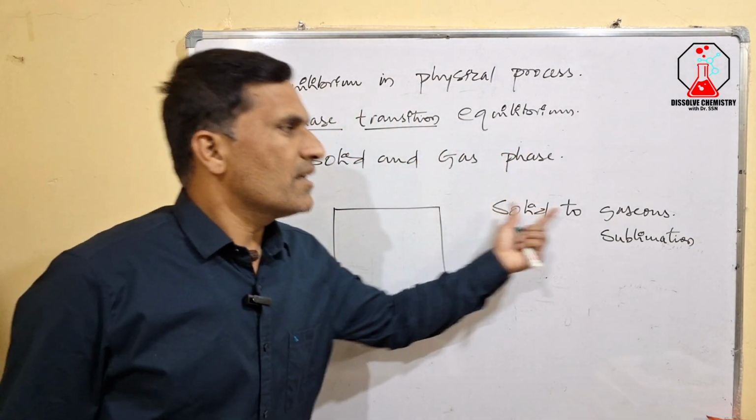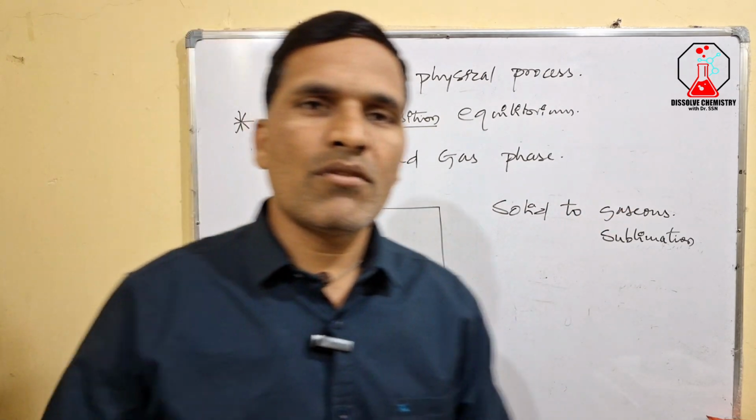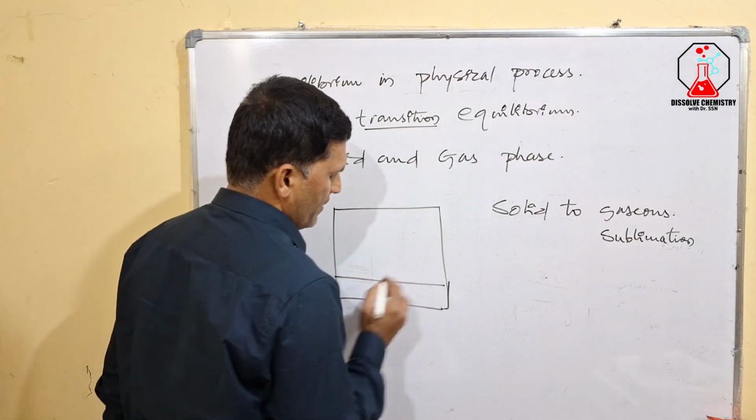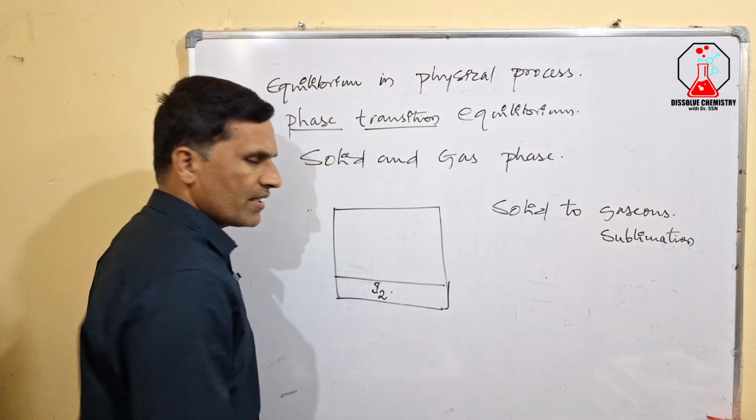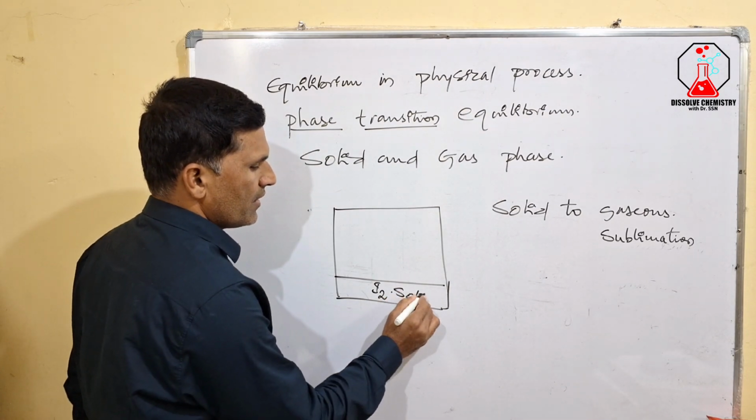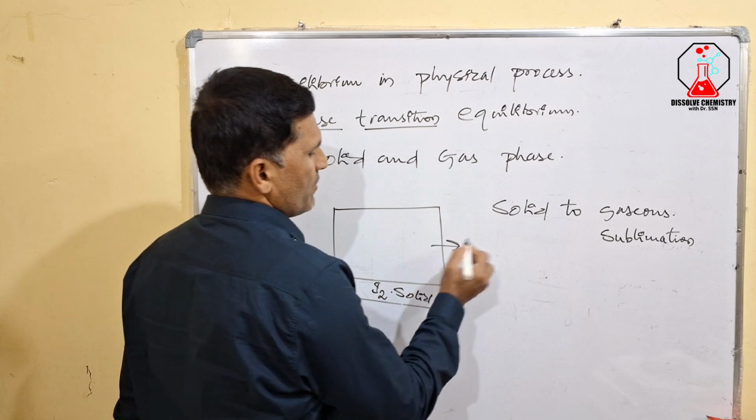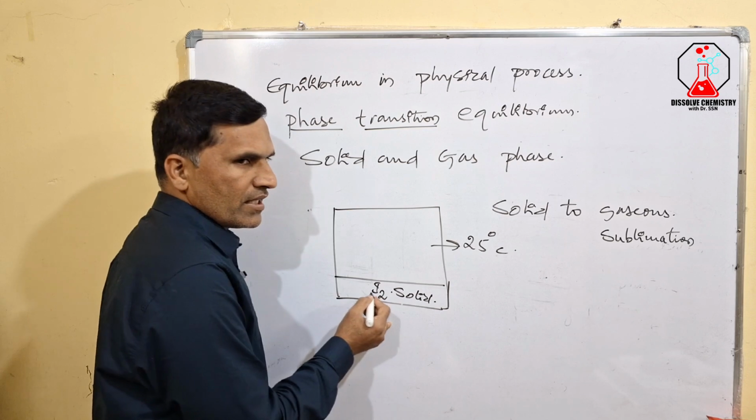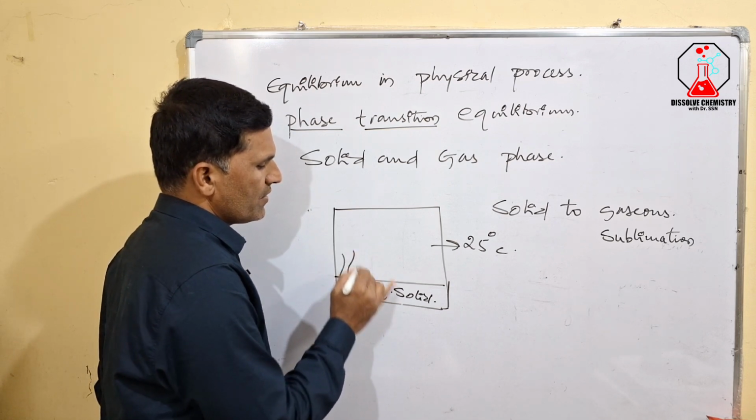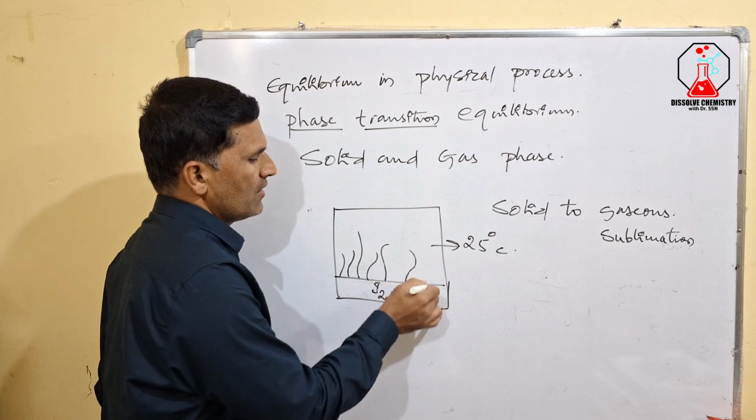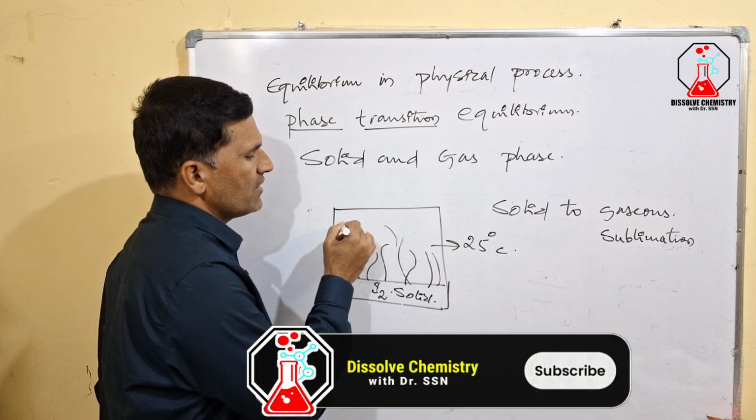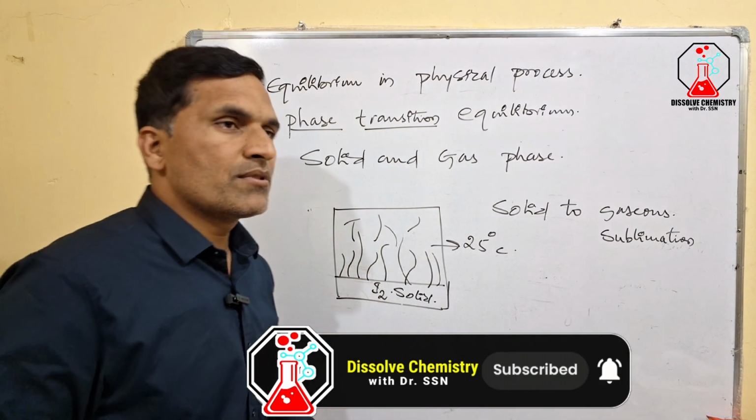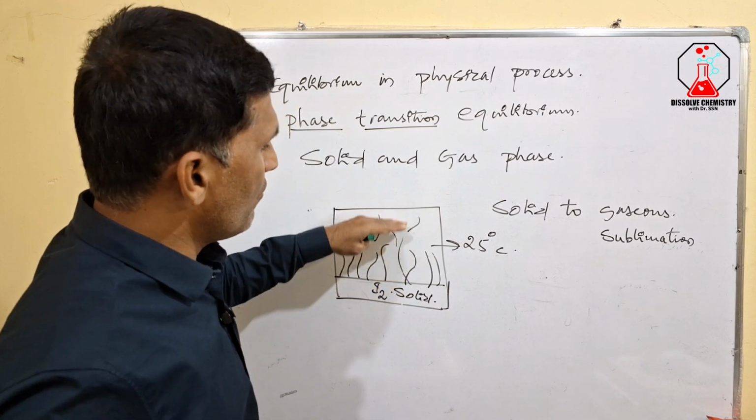Now, there is a dynamic equilibrium established between solid and gaseous phase. For example, you consider iodine. Solid iodine you take, and then you keep it at a particular temperature like 25 degrees Celsius. Then what happens? It is a dark brown colored solid. Now it starts fuming out, the molecules escape into the gaseous phase from the solid phase. So how do we observe this? This can be observed by an increase in the brown color.